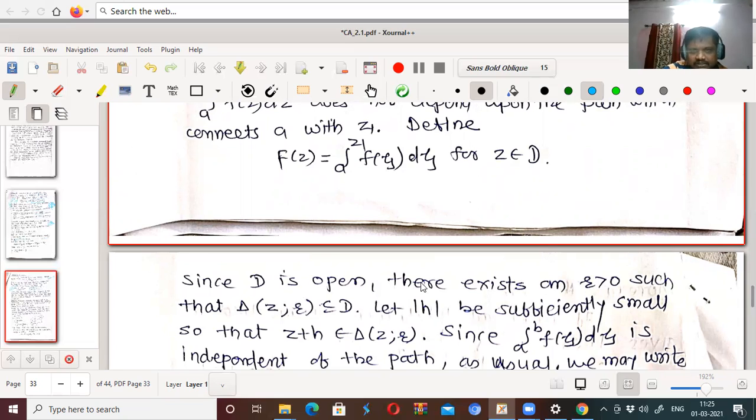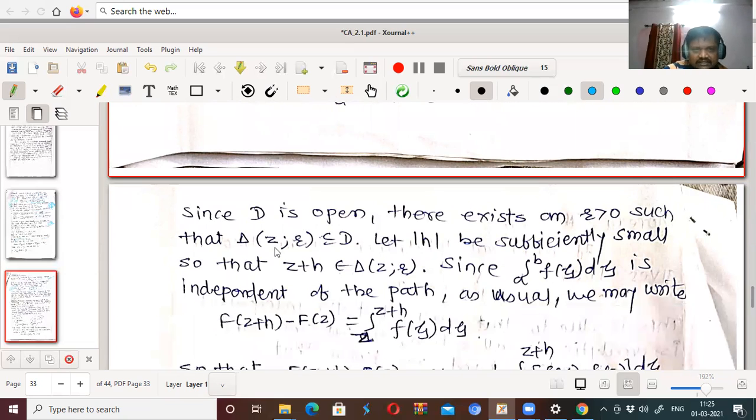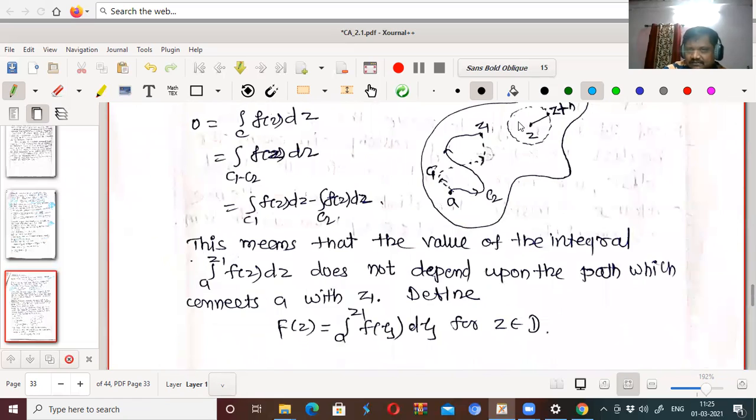Since D is open, there exists an r greater than 0 such that the disk having center z and radius r is contained in D. Let mod h be sufficiently small so that z plus h belongs to the disk having center z and radius r. This is z plus h, and this we have taken as z.